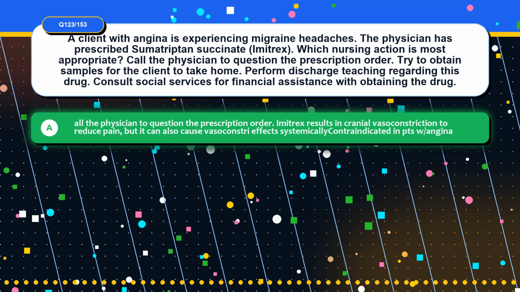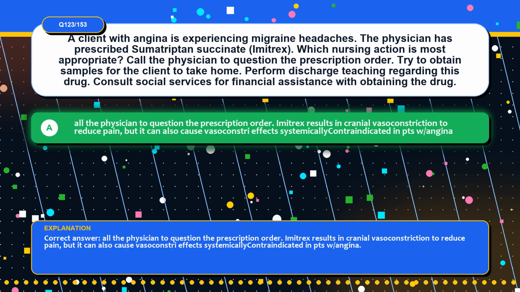The correct answer is option A. Call the physician to question the prescription order. Imitrex results in cranial vasoconstriction to reduce pain, but it can also cause vasoconstrictive effects systemically, contraindicated in patients with angina.